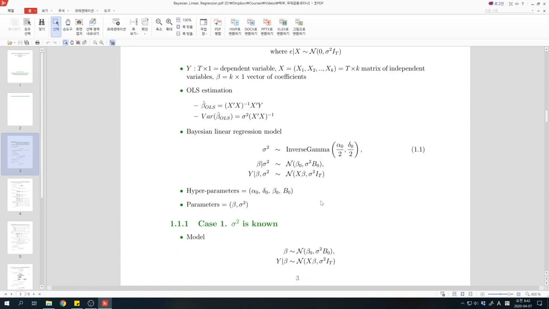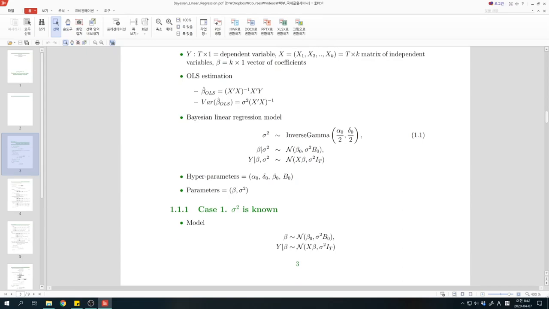And also we learned the difference between hyperparameters and parameters. Hyperparameters are non-random, whereas parameters are random variables a priori. So actually parameters are always random variables in Bayesian statistics. Whereas alpha 0, delta 0, beta 0, and b 0 are chosen by yourself, so there is no uncertainty about these. These are control variables. That's why we don't put any conditioning on the hyperparameters. We don't write sigma square given alpha 0, delta 0.